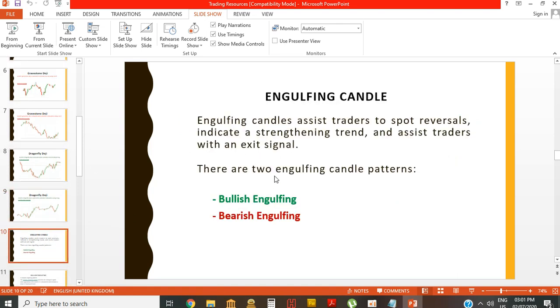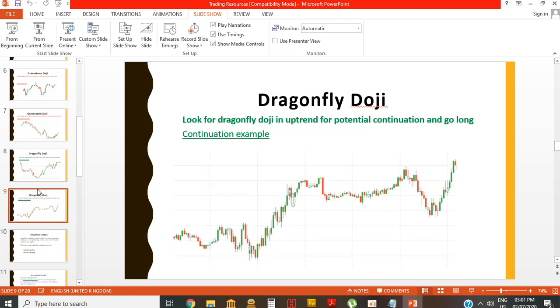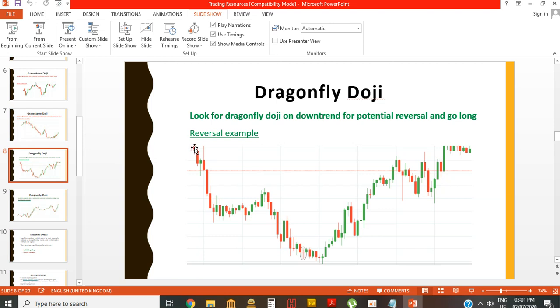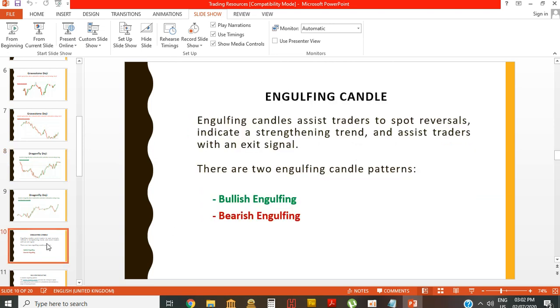Now the next type of candle is the engulfing candle. It is a candle pattern. Engulfing candle assists traders to spot reversals as well. It also indicates a strengthening trend and assists traders with an exit signal. I didn't mention the exits. Probably when you've entered a sell trade here and it's been going down, and suddenly you see this, it means that the market is about to reverse, so you exit the market, which is why they said it also helps the trader in spotting points of exit.